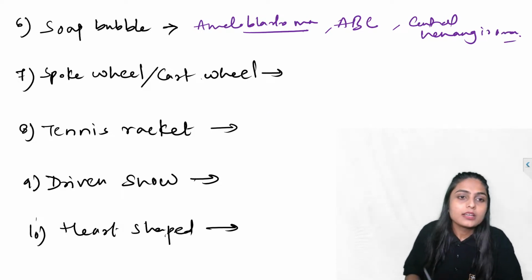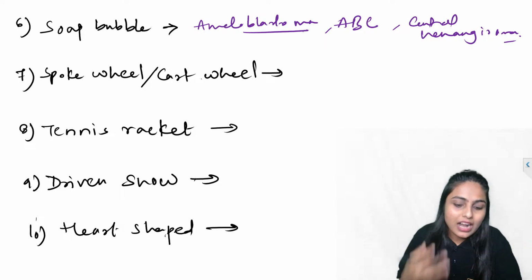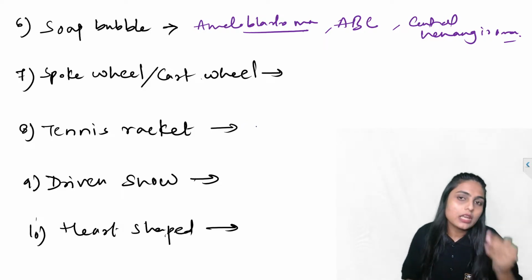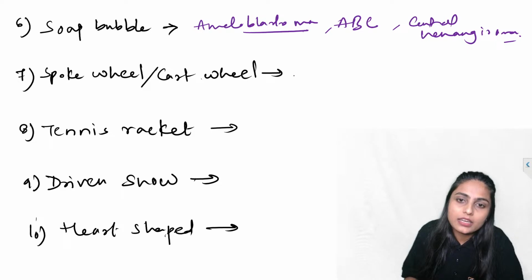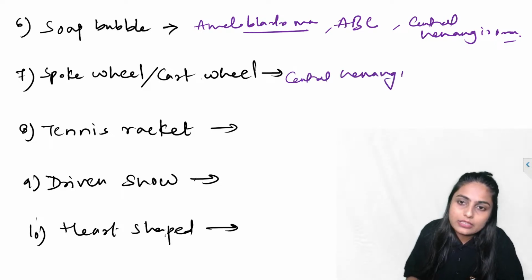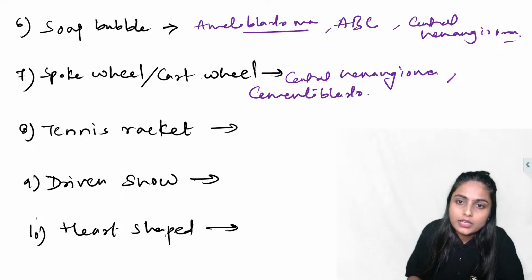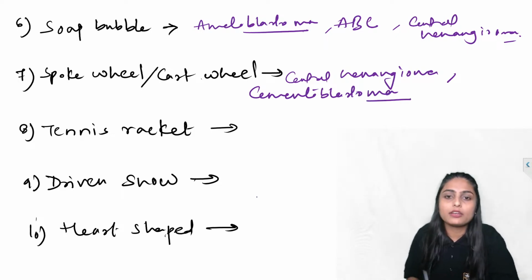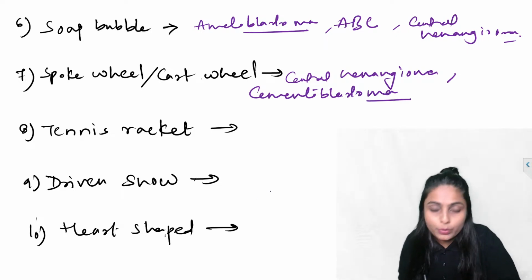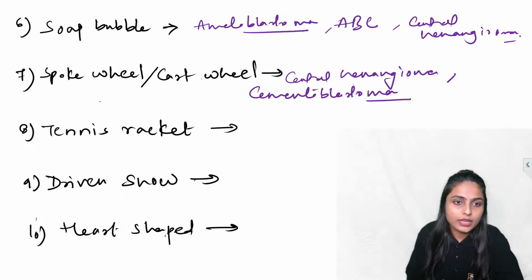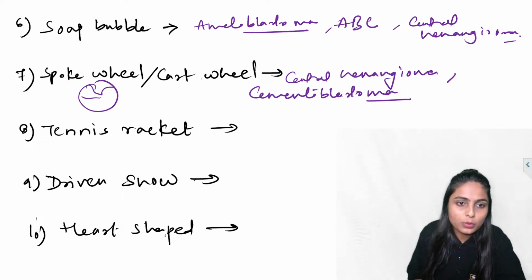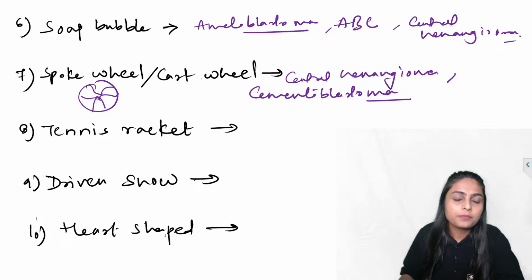All right. Then we have spoke wheel or cartwheel appearance. Spoke wheel or cartwheel appearance is seen again in central hemangioma. It is also seen in cementoblastoma. Spoke wheel or cartwheel appearance, like this, right?